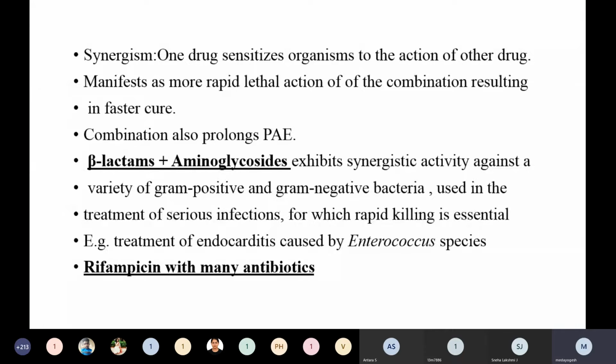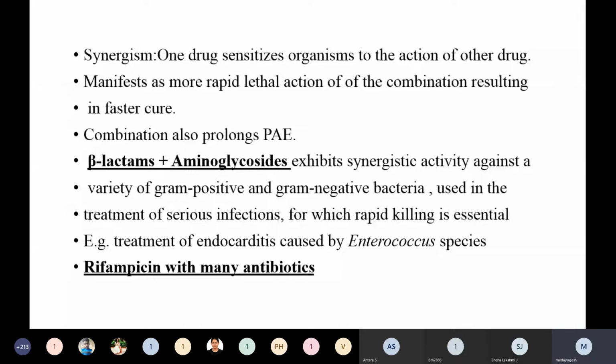The beta-lactam when we combine with aminoglycosides, it shows synergistic activity against gram-positive, gram-negative bacteria used in the treatment of serious infections when rapid killing is essential. Example, treatment of subacute bacterial endocarditis caused by Enterococcus species.